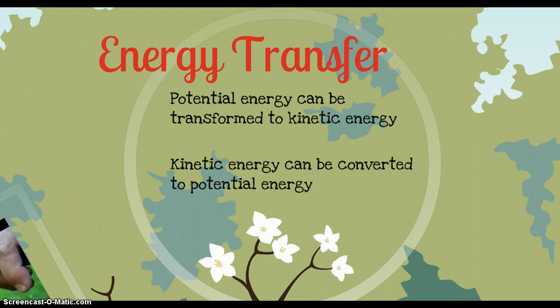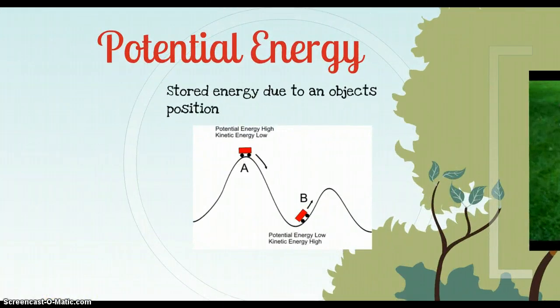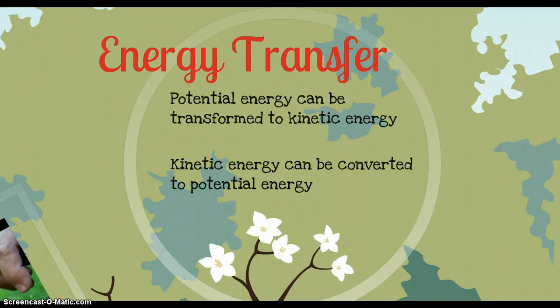So when we transfer this energy, potential energy can be transformed to kinetic energy, and kinetic energy can be converted to potential energy. If we go back to the roller coaster, all that potential energy was built up at point A. That all got transferred to kinetic energy as it went down the hill. Now at point B, it's going to go back up the hill, and that kinetic energy that it has is going to become potential energy because it's going to store that energy as it goes up higher. Then after it goes over the second hill, that potential energy that it stored will become kinetic energy again. So not only can potential energy turn into kinetic, kinetic can also turn into potential energy.